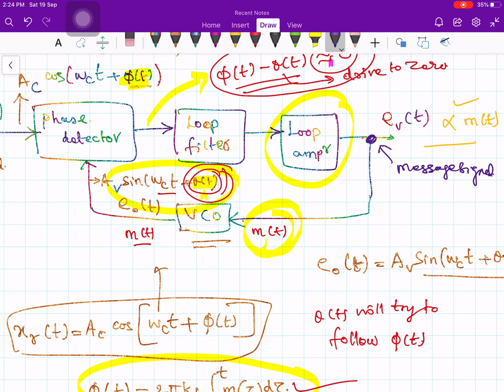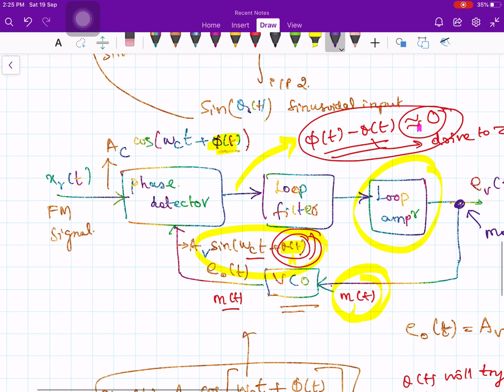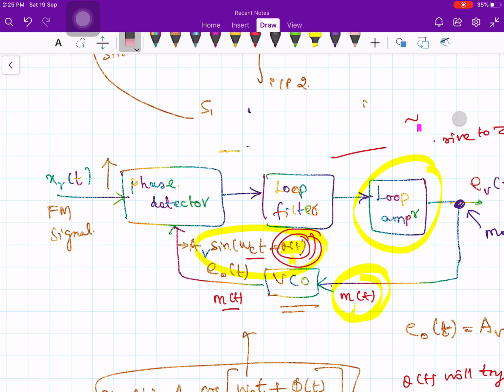Okay, so this is the basic block diagram of your phase locked loop. As I said, it has 4 blocks: phase detector, loop filter, loop amplifier and voltage controlled oscillator. Now we assumed that the input is the angle modulated signal, let's say a frequency modulated signal, which is given to the input of your PLL. This input has a certain amplitude, the carrier frequency and phase phi of t. Let me explain this one more time.